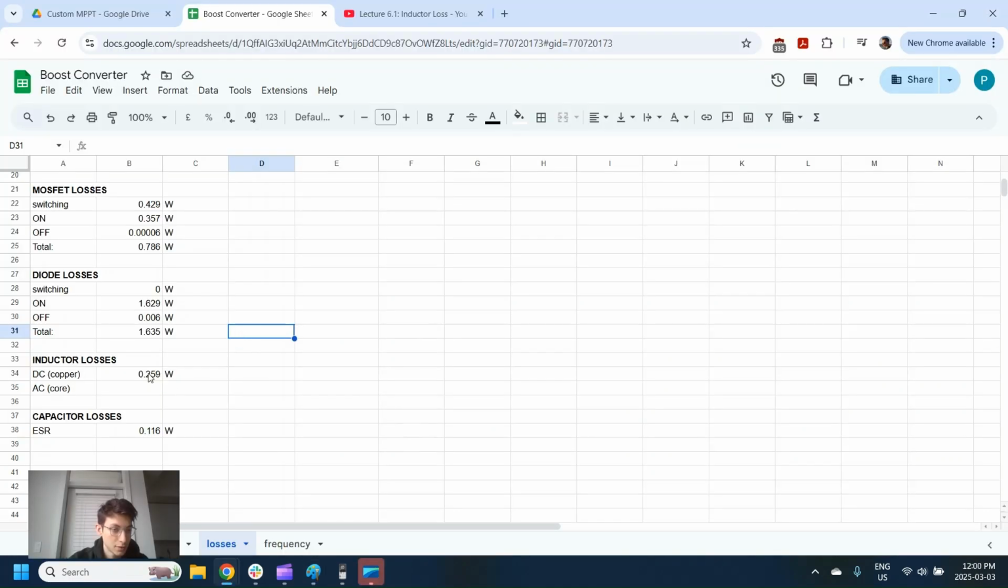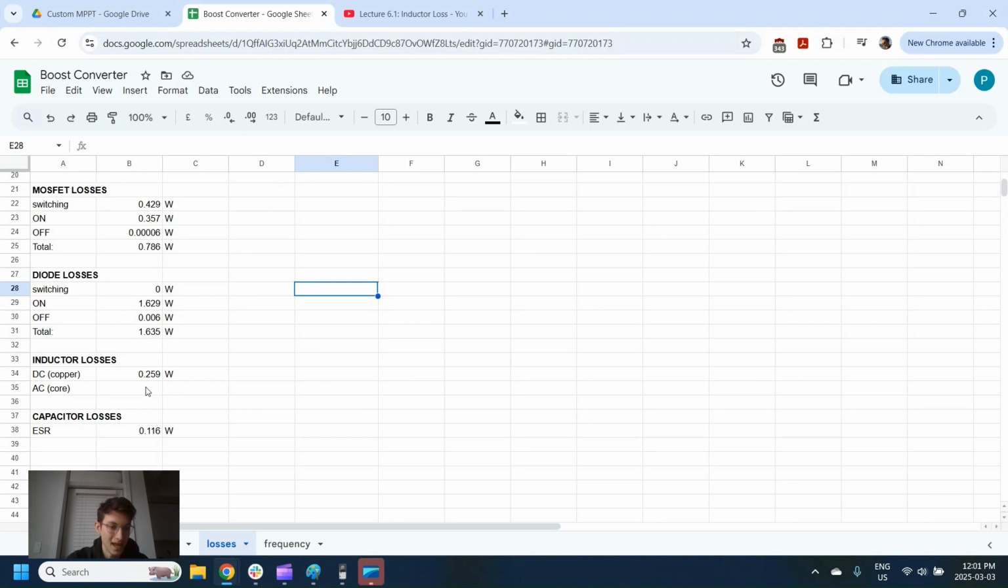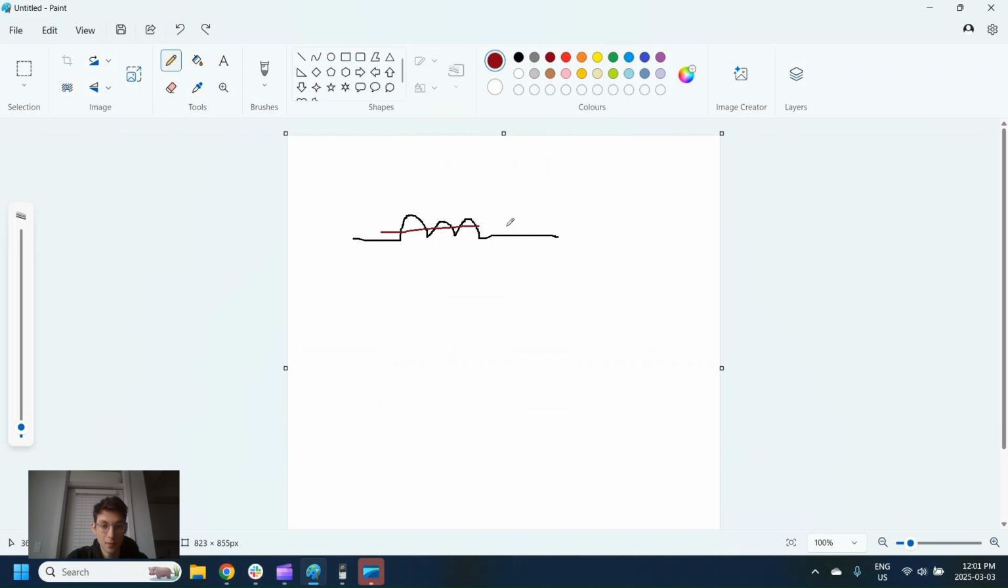Okay, so the next section, just following from the sheet, is our inductor losses. Split this up into our AC and our DC, or some people call it our copper losses, or conduction losses, which is what I'm calling DC. And then our AC losses are our core losses. This is the effect of when we have an actual core and we're generating a magnetic field around it. It's going to cause those hysteresis losses that you might be familiar with.